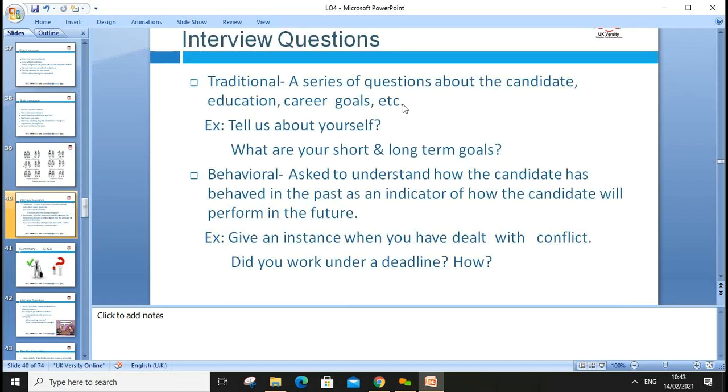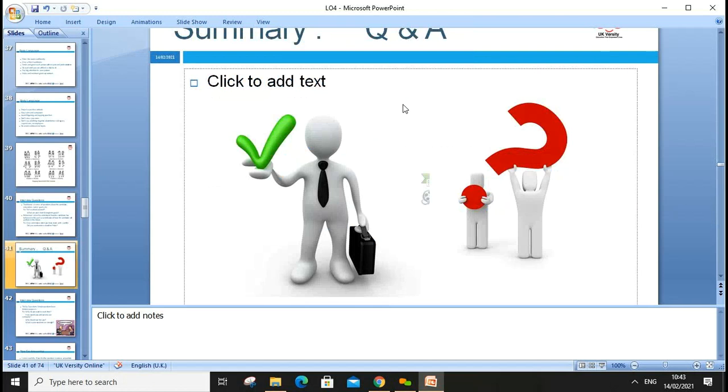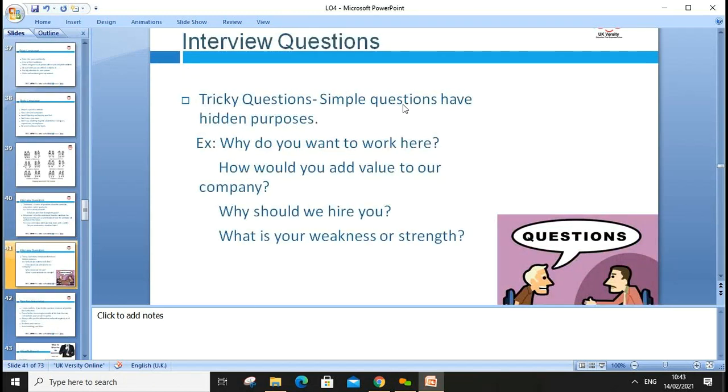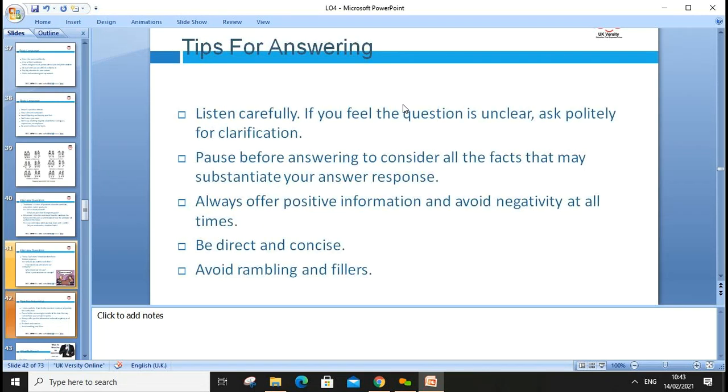Your legs' position should be at an angle that will help you be motivated. Panel interviews are traditional: a series of questions about the candidate's qualifications, behaviors and skills, like I mentioned, your STAR method; we can use it. Then there are tricky interview questions. Simple questions have hidden purposes: why do you want to work here, how would you add value to the company, why should we hire you, what is your weakness?